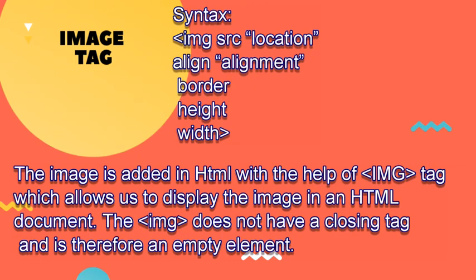When we are using an image tag, we will have some attributes involved in it. These are SRC, which is used to define the location. Then we have align, which is used to give the alignment. Then we have the border, which is used to define the border of an image. Then we have a height attribute and a width attribute, which are used to define the height and width of an image. These are the attributes that we are going to use in an image tag when we want to insert an image in an HTML document.